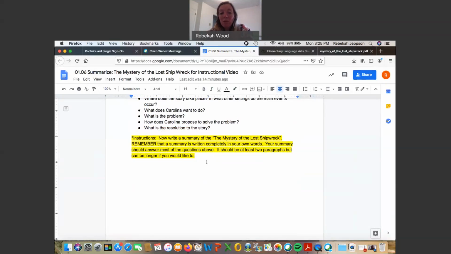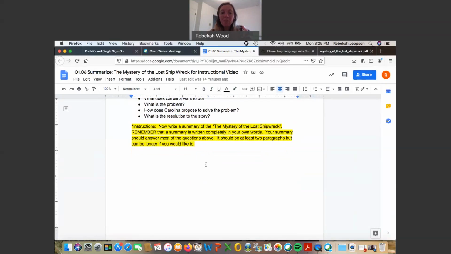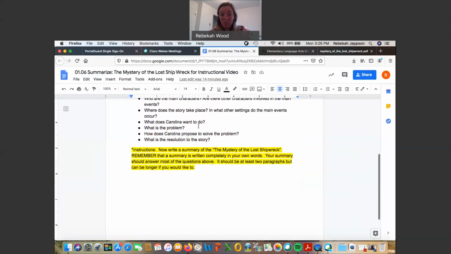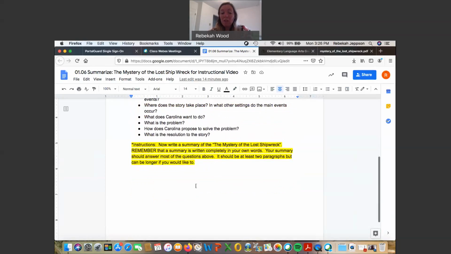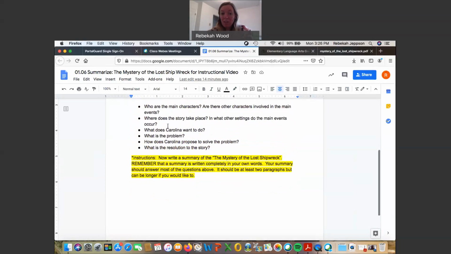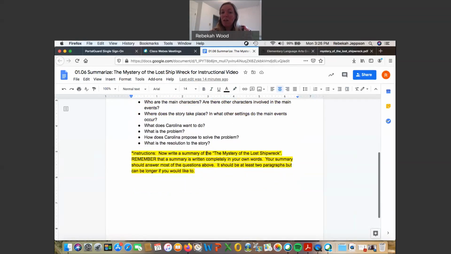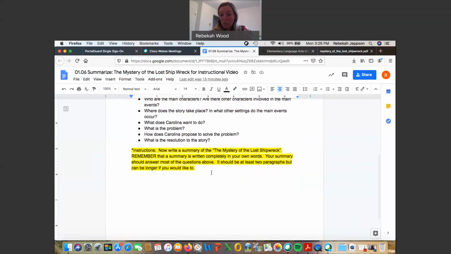So a summary, what is a summary? A summary is simply retelling the story in your own words and pointing out the main events and the main characters of the story. So in your summary, you need to include who the characters are, what events, what happened in the story, and then what does Carolina want to do? What is the problem? How does Carolina solve the problem? What is the resolution to the story? Your summary should answer those questions.